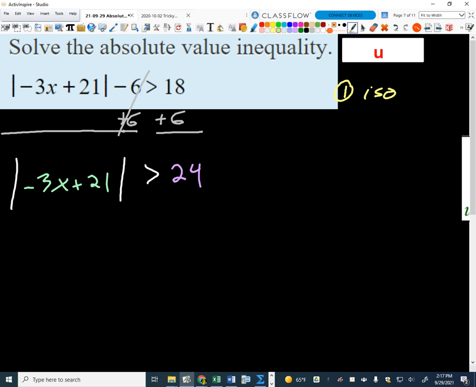Negative 3x plus 21. Yeah, you're right. Okay, so whatever's inside. Good. So there's one of them. So one of them is whatever's inside. Negative 3x plus 21 is greater than the positive number. Good.